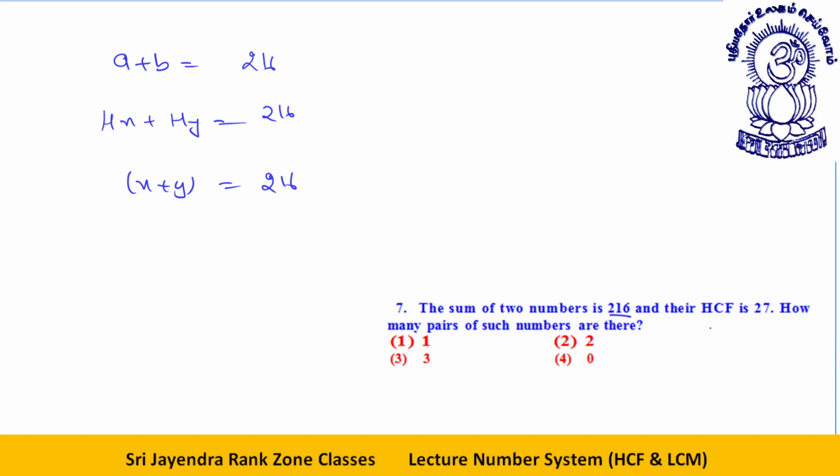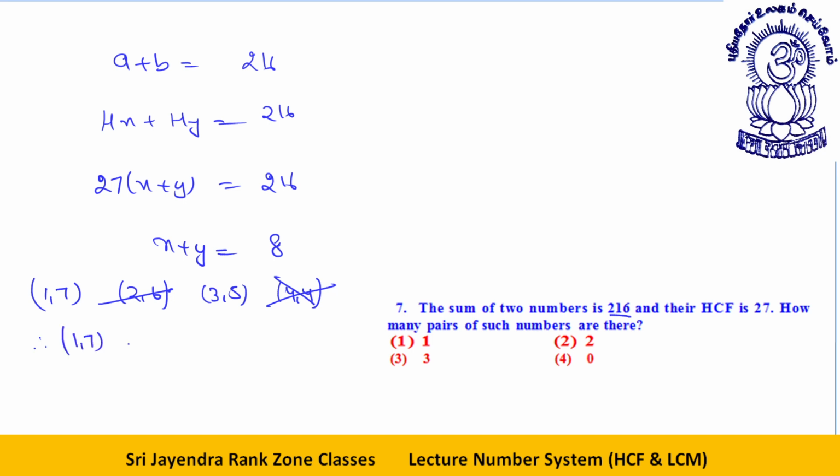The sum of two numbers is 216 and their HCF is 27. x plus y is what? 8. Just divide into two numbers x and y which add up to 8 but are co-prime to each other. 1 and 7 are co-prime. 2 and 6 add up to 8 but are not co-prime. 3 and 5 are co-prime. 4 and 4 add up to 8 but are not co-prime. Rest will be repeated. Therefore, 1, 7 and 3, 5, we have two pairs.